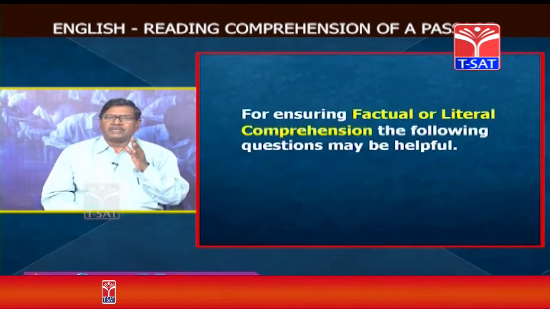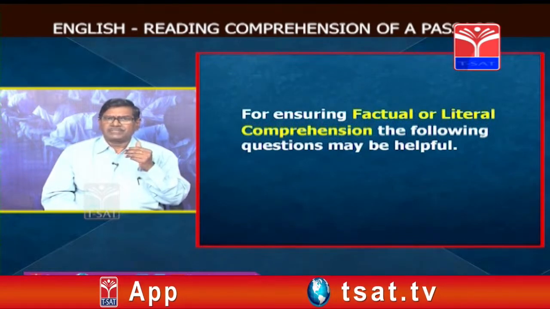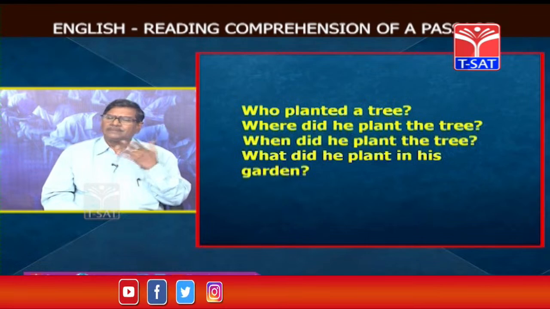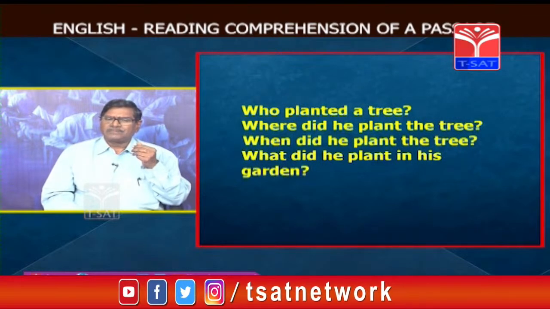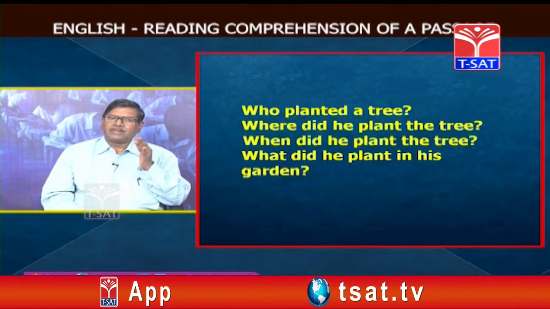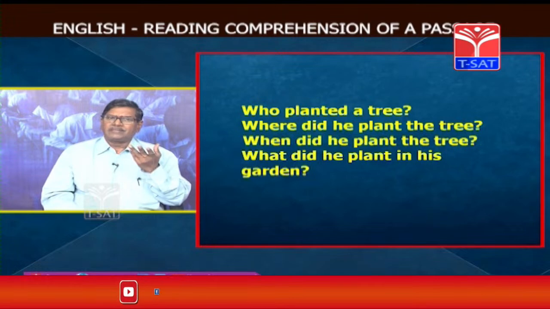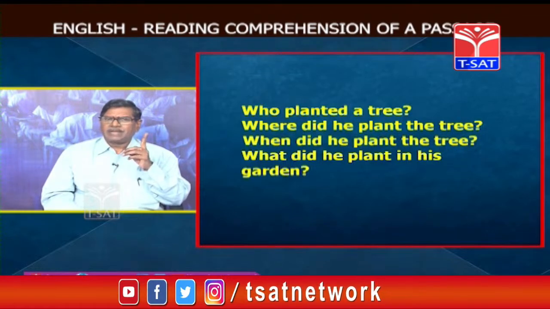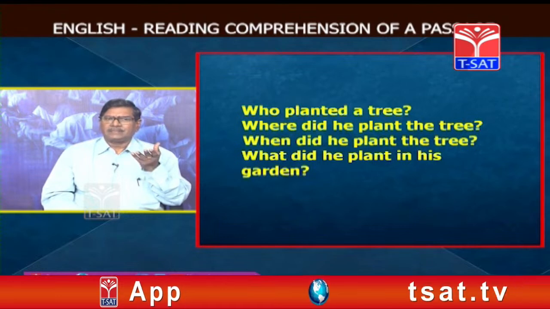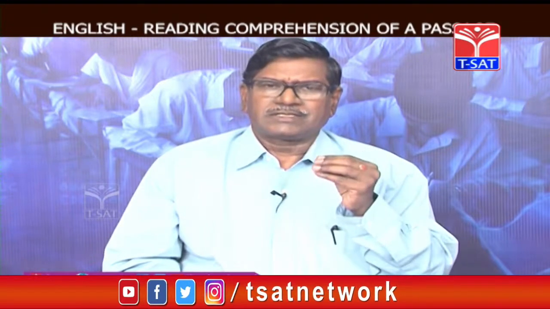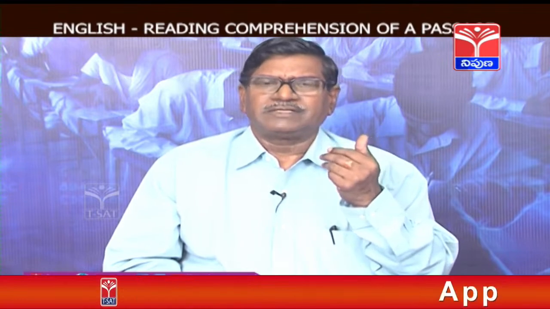For ensuring factual or literal comprehension, the following questions may be helpful. What are those questions? Who planted a tree? Rajaya. Where did he plant the tree? He planted the tree in his garden. When did he plant the tree? On his birthday. What did he plant in his garden? A tree. He planted a tree in his garden. So, these are the factual questions, questions on factual comprehension. All the answers for these questions are readily available in the given sentence.